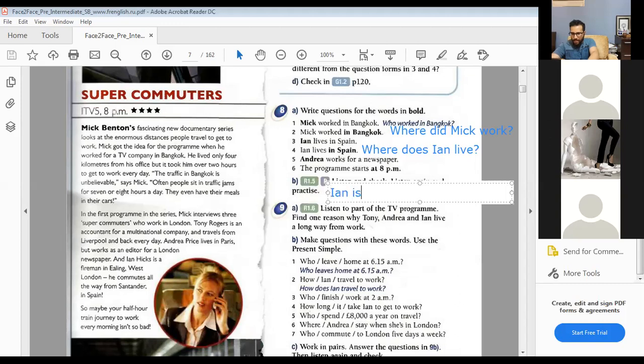The same meaning? Okay. No. What do you think, Malak and Hind? He is living now, maybe. It means now, living in Spain. But also Ian lives in Spain also now, yes or no?